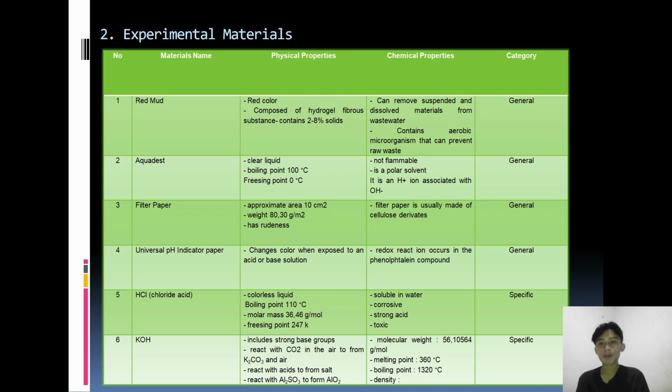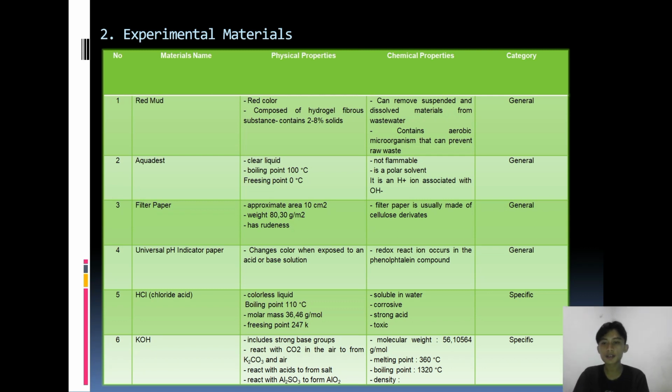Number 3, filter paper. Approximate area 10 cm, weight 30 grams per square meter. Chemical properties: filter paper is usually made of cellulose. Category general.